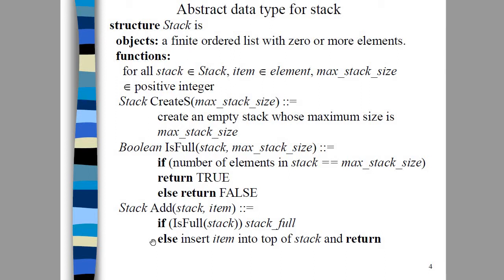For this, first we will check whether the stack is full or not. If the stack is full, we will intimate the user that the stack is full and we cannot perform the push function. Otherwise, we will allow the item to be pushed onto the stack in the top position, and we will return the top pointer.